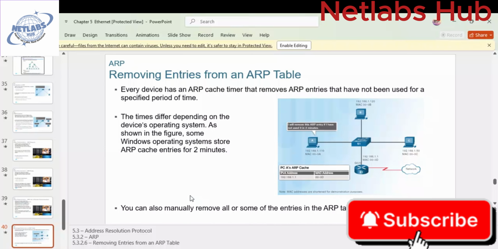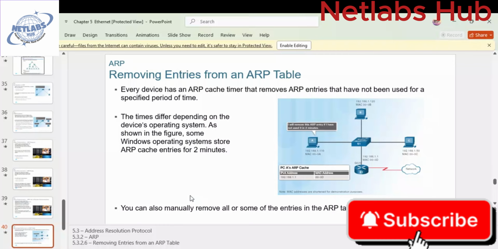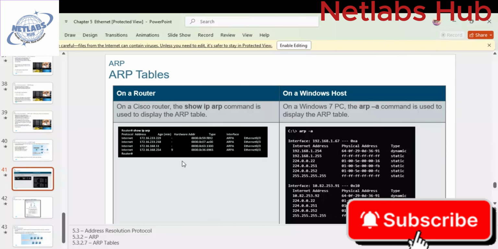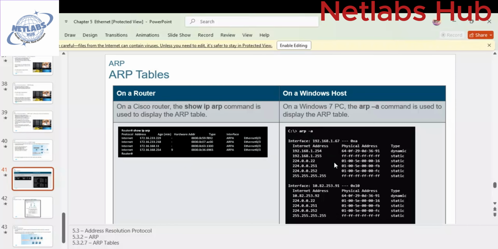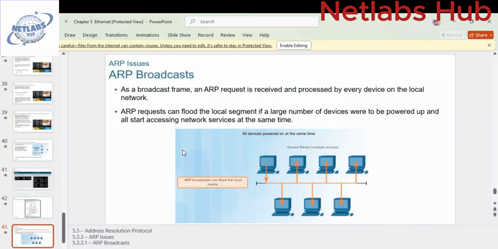So when it comes to removing entries, every device has an ARP cache timer that removes the ARP entries that have not been used for a specified period. The timer differs depending on the device operating system, as shown in the figure here, so that Windows operating system stores ARP cache within 2 minutes and they are removed. This is how to verify the ARP cache on Windows, and on the router you'll use the show IP ARP to verify it.